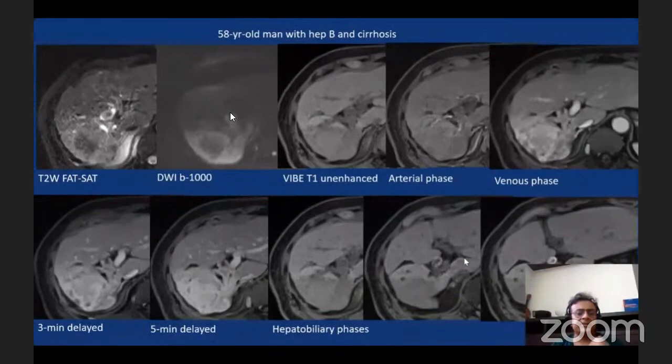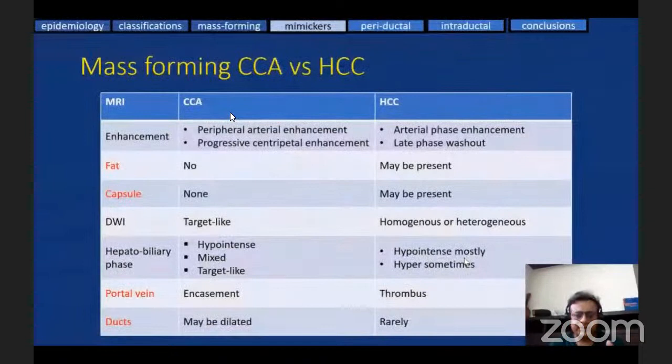A differential diagnosis, as I said, is quite a common query in clinical practice: how to differentiate a cholangiocarcinoma from hepatocellular carcinoma. In my experience, this is the chart I use, and the presence of fat is quite useful. When fat is present, it's more likely hepatocellular carcinoma, because I have not really seen fat in cholangiocarcinomas, though it has been described in the literature.